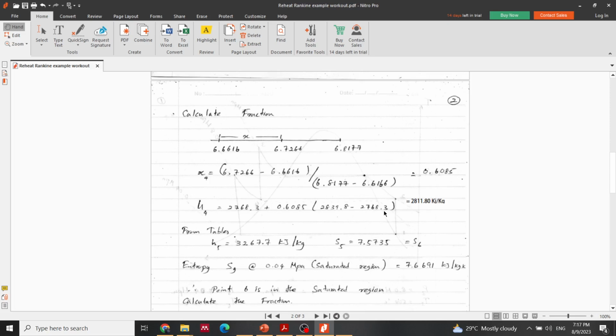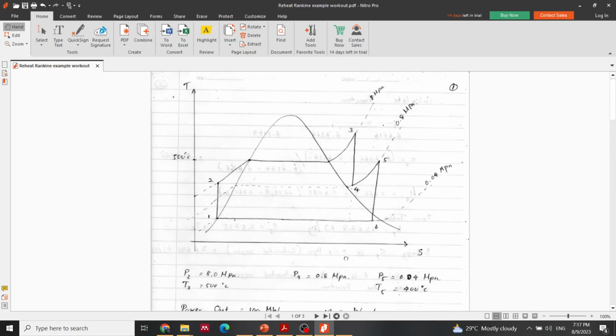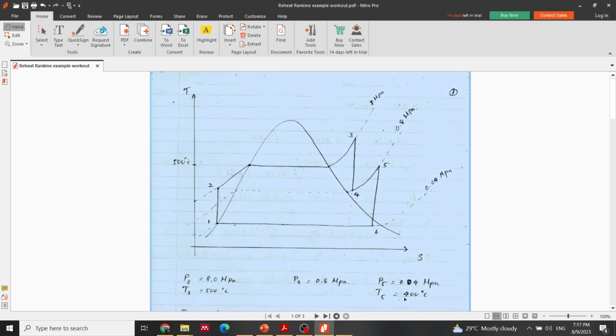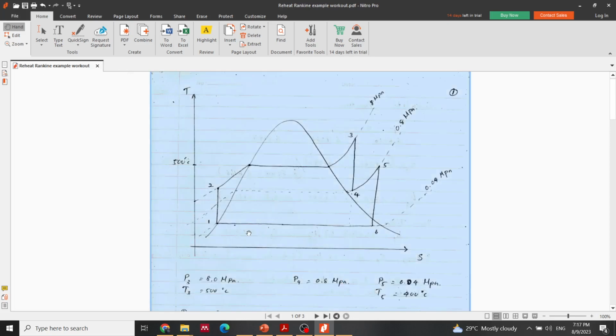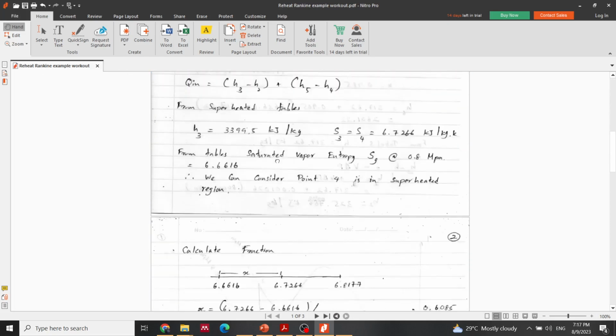The next thing is the h5 value. In the table, h3 is okay, h4 is okay, then h5. h5 we can easily find using the table, because pressure and temperature are given, and it is in the superheated region. Therefore we can refer to the superheated tables to get the h5 values.